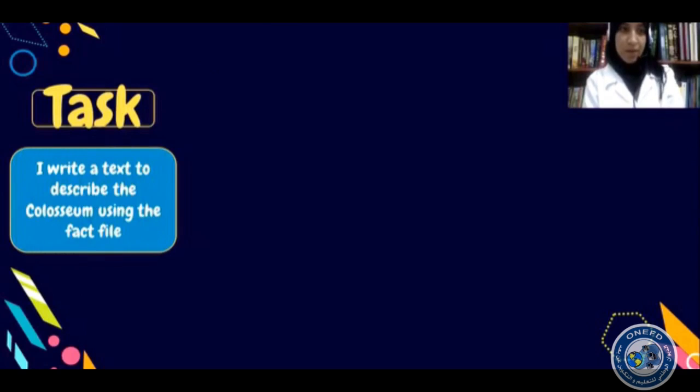Here's our task and our question again. Now we are going to start to write the text about the fact file of Colosseum. So we are going to start first with the title and then a short introduction. Now you have 2 minutes to write these 2 elements, a title and a short introduction.